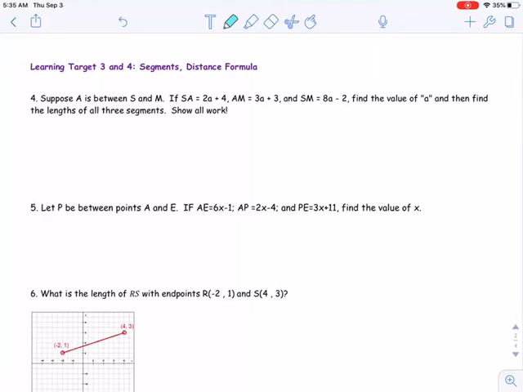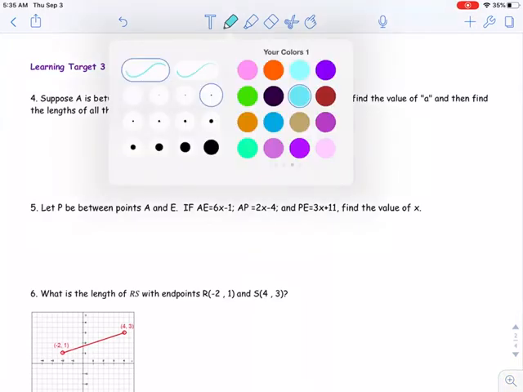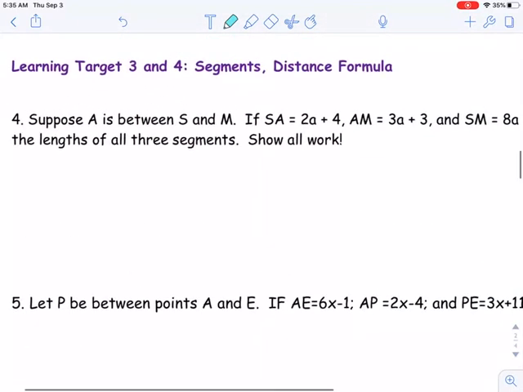Suppose A is between S and M. So I'm going to stop here. This is really important. It's a good skill to have, to draw a picture. When I draw this picture, it doesn't have to be incredibly accurate. I don't know how close A is to S or how close it is to M. I just know it's somewhere between. It doesn't say it's a midpoint or anything like that, so I'm just going to put it right there. This is just for visual representation, and it's going to help me keep my work organized.